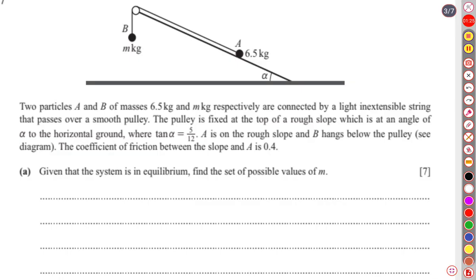And the concept is, whenever a particle is held in equilibrium, we know that there are two possibilities, two cases. What are the cases? One case is the particle is about to move down or slide down, or the particle is about to move or slide up. These are the two possible cases.